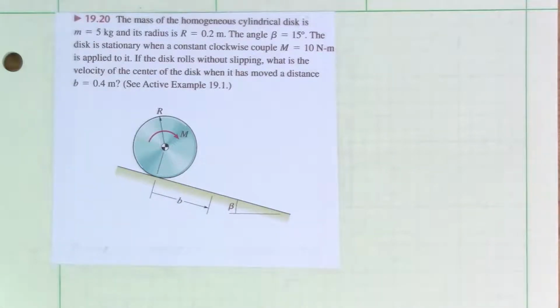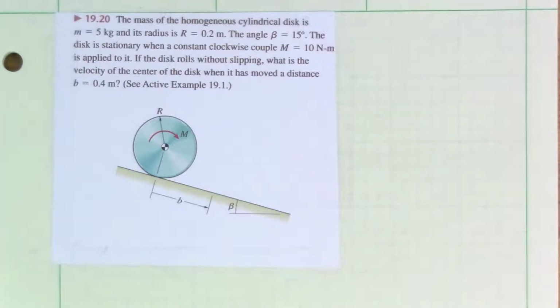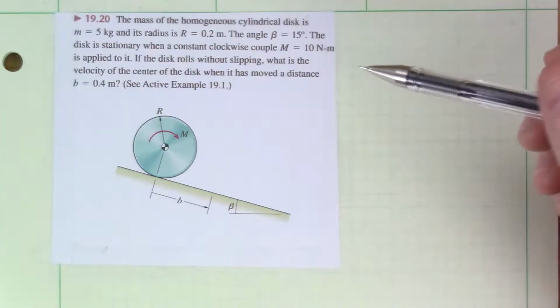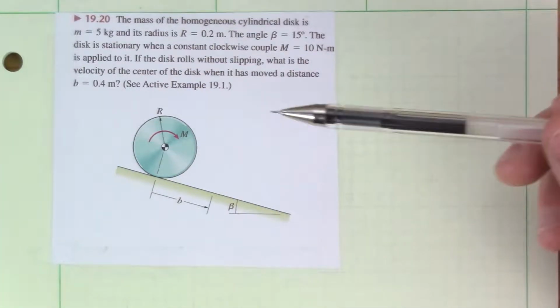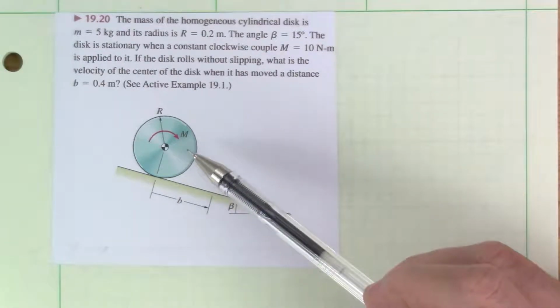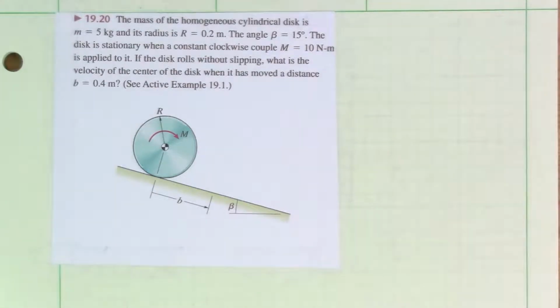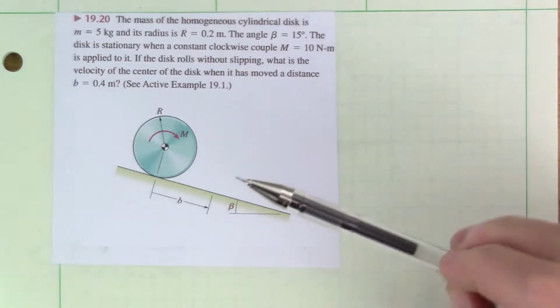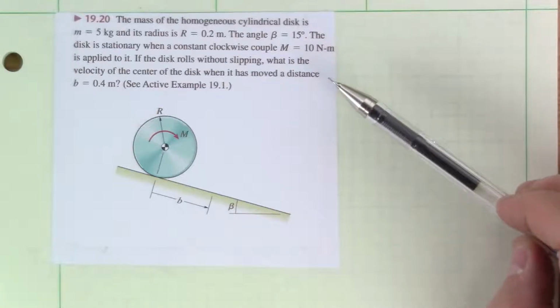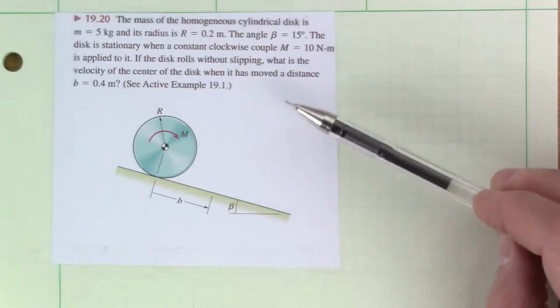In this next example, we have a cylindrical disc rolling down an inclined plane. It's going to start to roll because it's stationary here when a couple is applied. A moment of 10 Newton meters is applied here, and the disc then rolls without slipping due to that couple. So it wasn't rolling before; it's now rolling after the moment is applied.